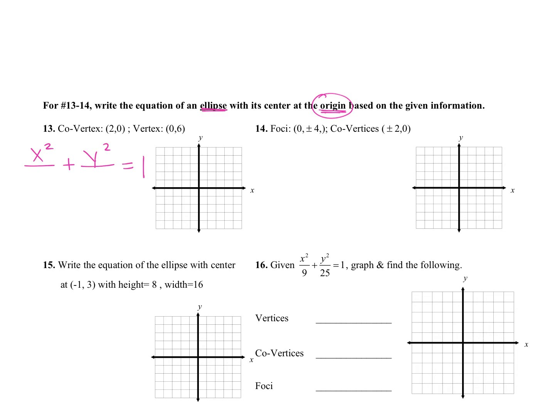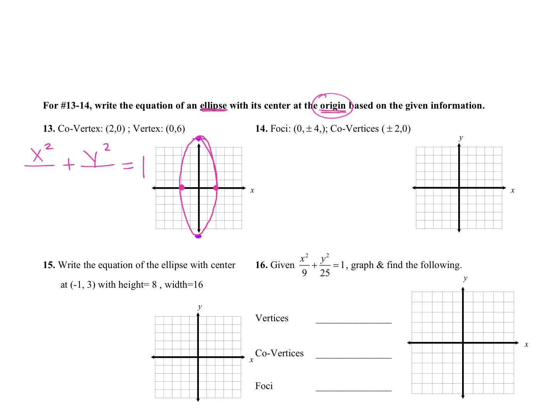Okay, so here's how you do it. If your co-vertex is at 2, 0, that's here. Your vertex is at 0, 6. 1, 2, 3, 4, 5, 6. That's here. You can just reflect those, right? Your other vertex then is going to be down here. Your other co-vertex is going to be right here. So your ellipse looks like this.